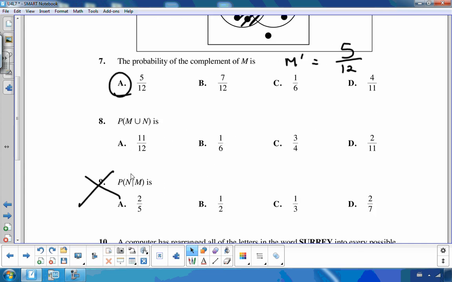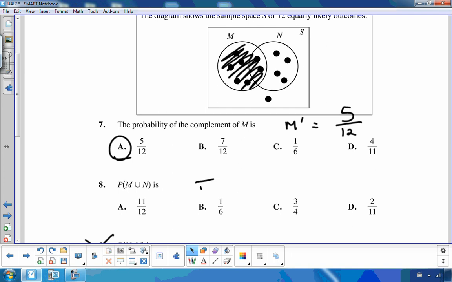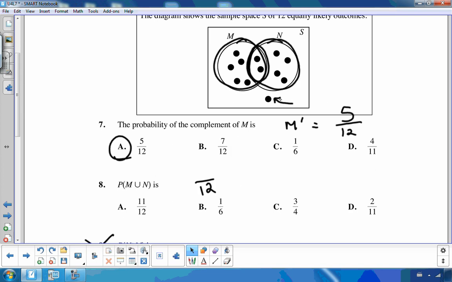Okay, the probability of M or N. So there's 12 altogether. And M or N means all the ones in M, or all the ones in N, or all the ones in both. So basically everything except for that one there. So that would be 11 ways, not counting that one on the outside. So that will be A.